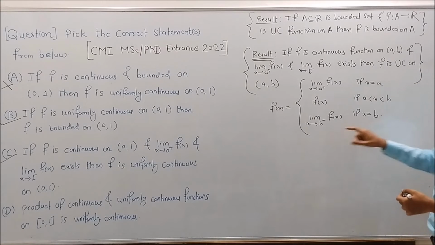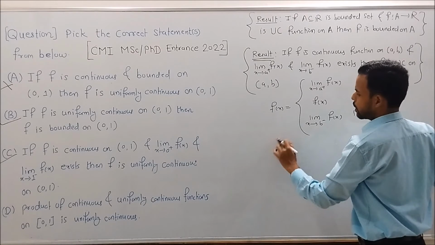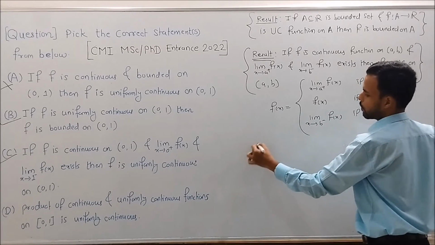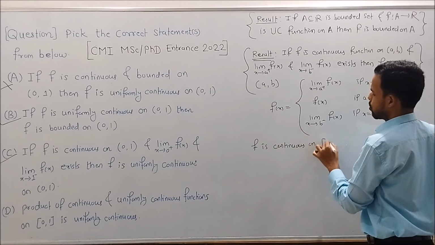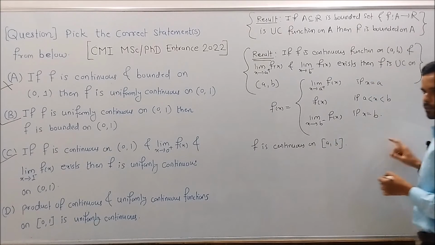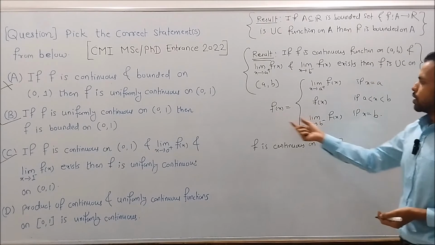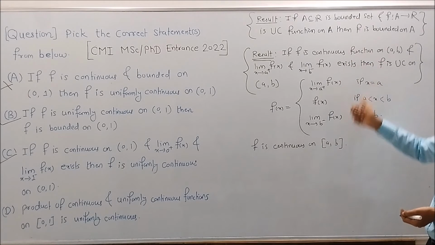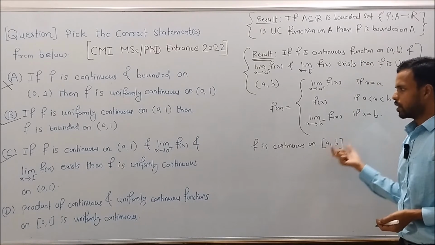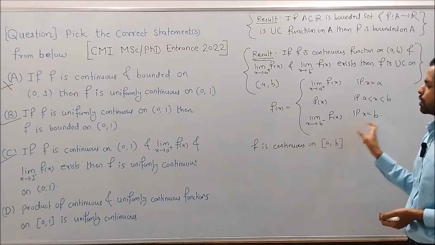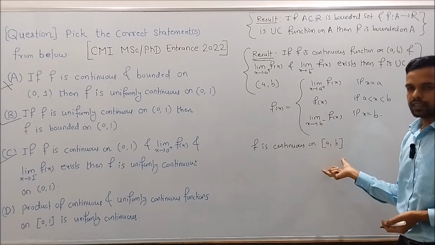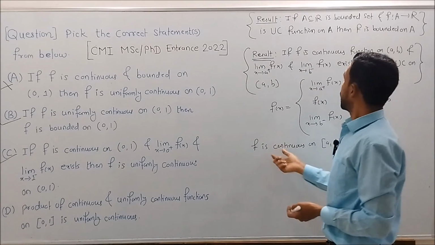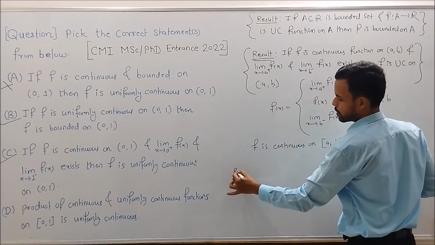Then we see that this function f is defined on the closed interval [a, b], and we can see that f is continuous on the closed interval [a, b]. So the function f has a continuous extension on the closed interval [a, b] because both limits exist. So we use another result.